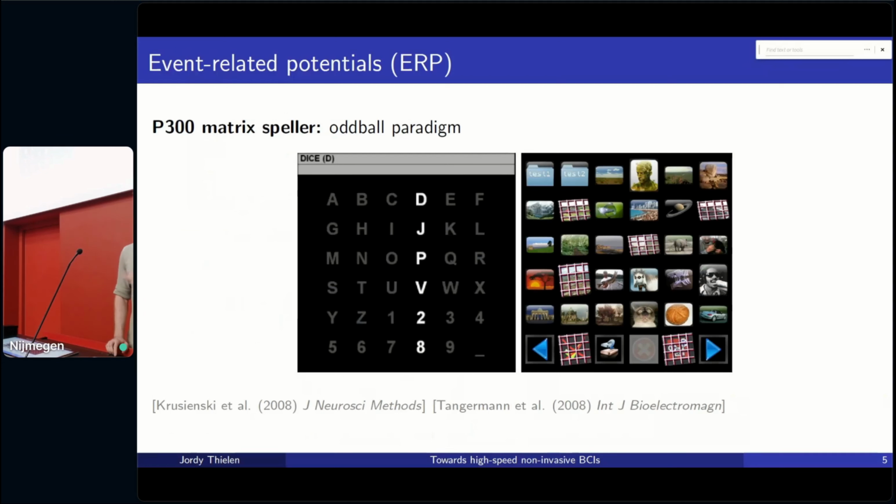Rows and columns is, let's say, what we did in the early days. We can actually optimize the ordering and even the highlighting of these sequences, for instance, shown here on the right, to evoke more prominent P300 responses.